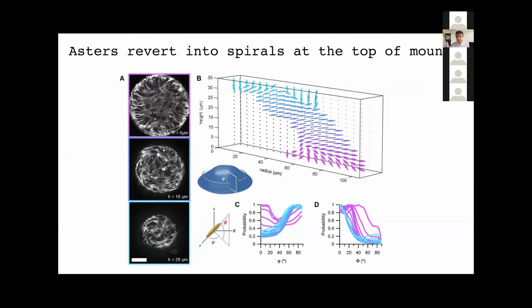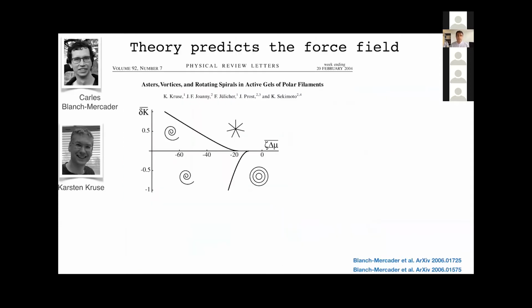And this is best represented by the angle between the radius and the orientational vector, which starts at 0 at the bottom of the layer and moves to 60, 70 degrees, which indicates a spiral for the upper part of the mount. So indeed, you have a growth that transforms an aster into a spiral going up. And why this is striking is because those transitions have been predicted in active matter by Karsten Kruse in 2004, and that's the paper they published.